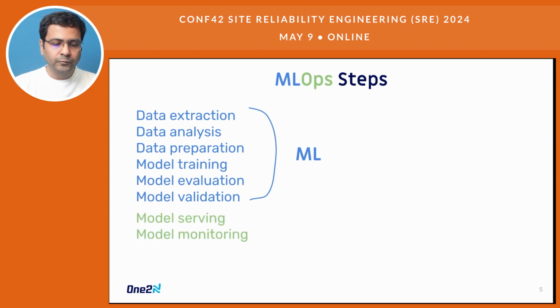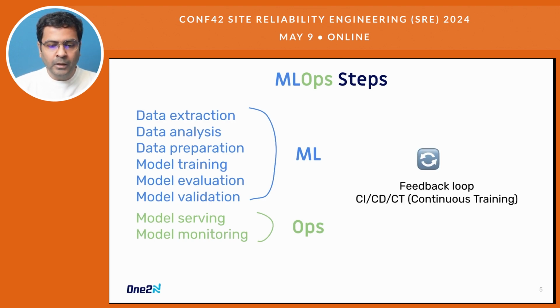Now, the operational parts of it are model serving. How do you serve this model to production? How do you run this on GPUs? Do you run this on CPUs? Which cloud provider do you want to use? How do you monitor the model, whether it's performing as per expectations or not? How do you manage scale up and scale down of that model? All of that is the operational concern, which is the ops part of it.